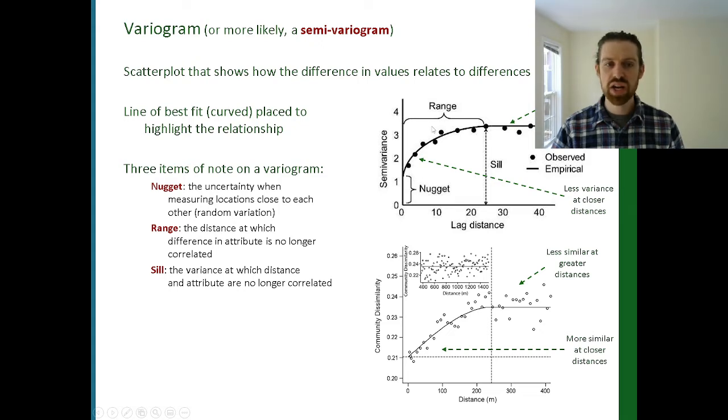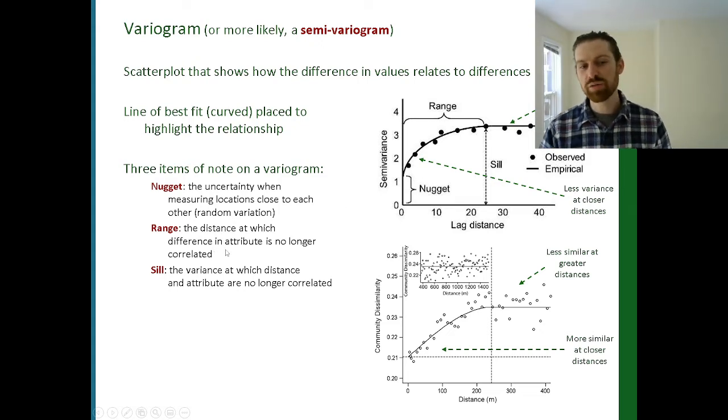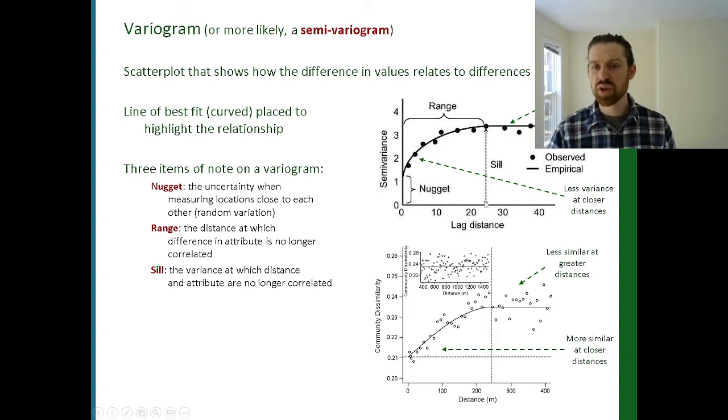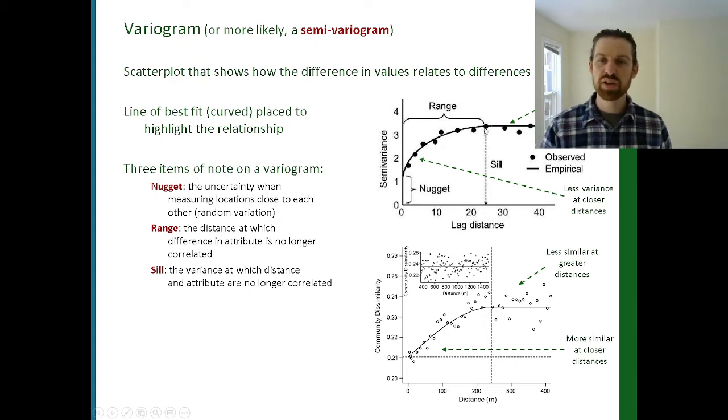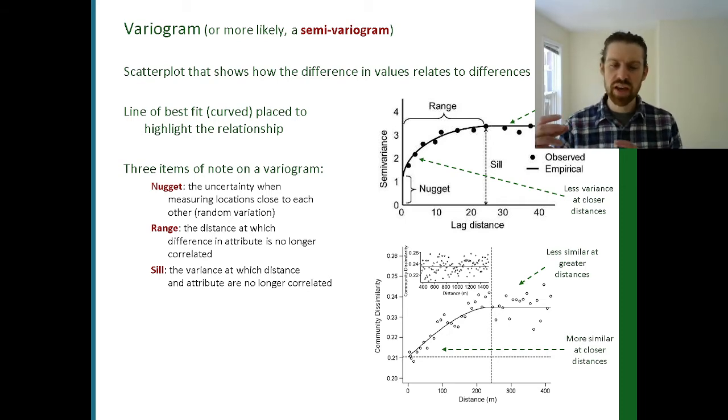So the range here is the distance at which the difference in attribute is no longer correlated. So if we look at the distance here, once we go over 25, let's say this is kilometers, there is very little variation anymore. Okay, so that's the point at which there's no correlation between the underlying units that you're measuring. And we also have the sill, which is the variance at which the distance and the attribute are no longer correlated. Okay, so that's again related to the range point that I just emphasized.